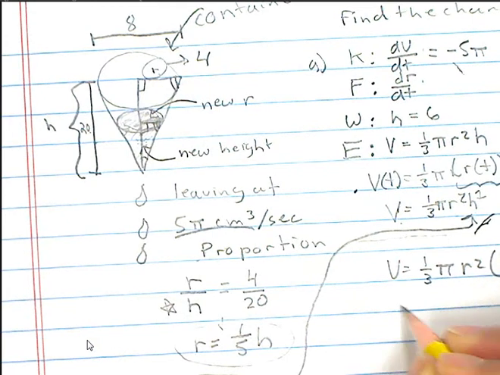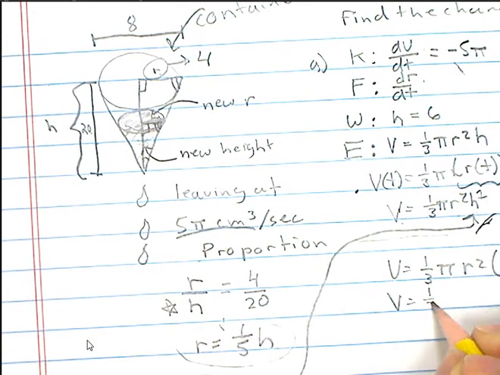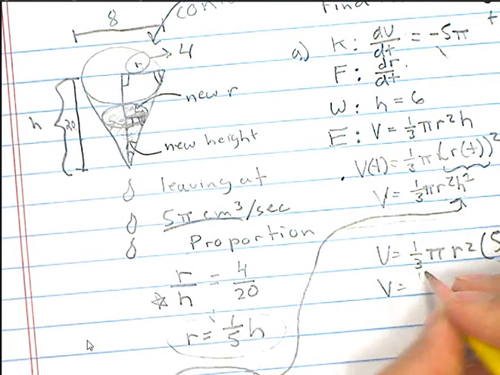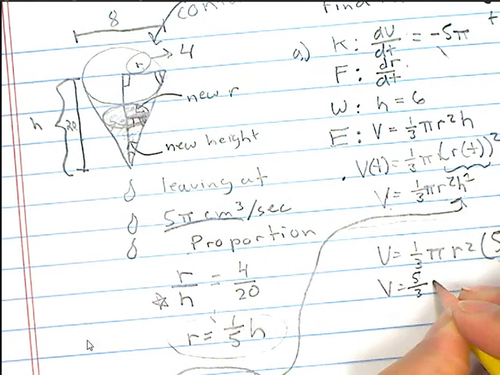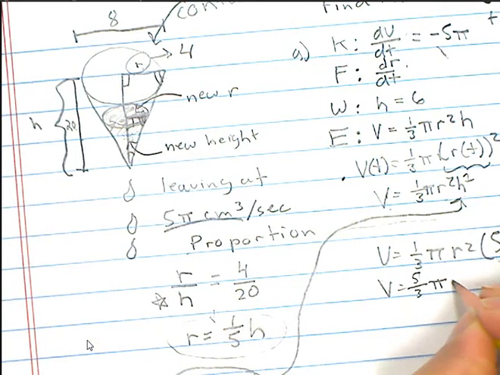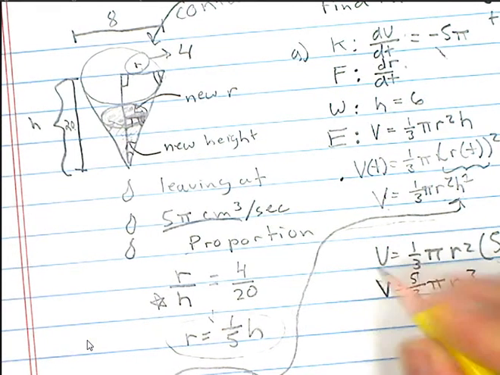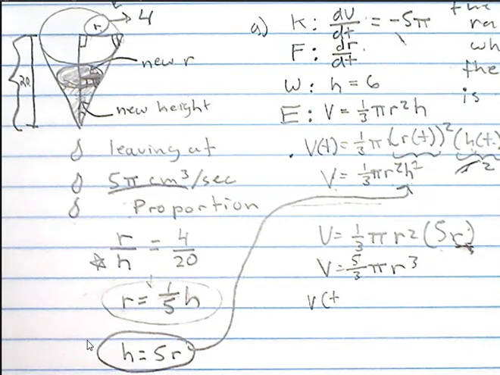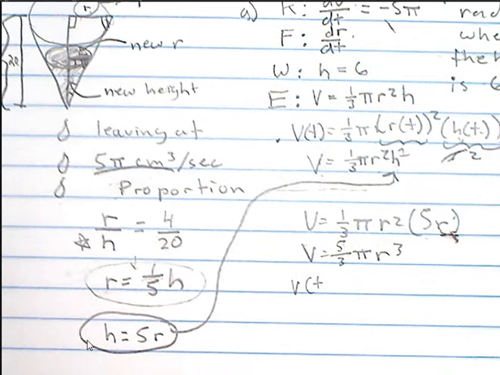Well, great. Now I have 1/3, actually 5/3. I can move that constant over. 5/3 pi r cubed. Well, now I can take my derivative. This seems like easy street now. Okay, my bad. I was off there. Sorry about that.